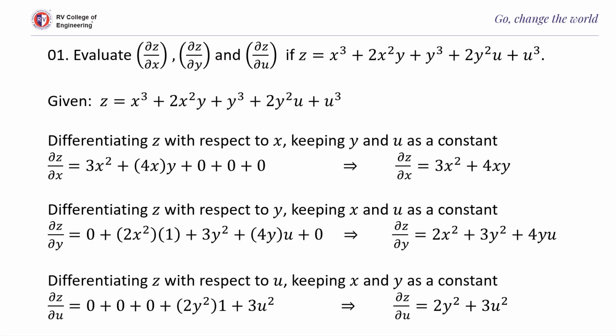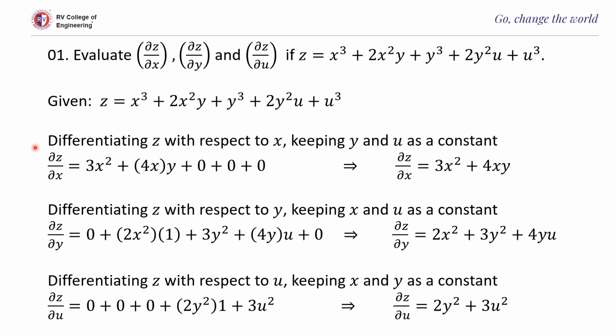Okay, this is the first problem. Evaluate ∂z/∂x, ∂z/∂y, ∂z/∂u if z is equal to x³ + 2x²y + y³ + 2y²u + u³. You can observe that z is a function of three different independent variables, that is x, y and u. I'm asked to find all the three derivatives of z with respect to x, y and u.